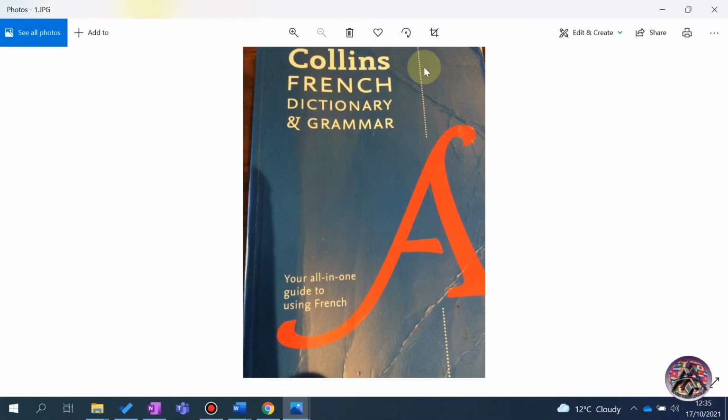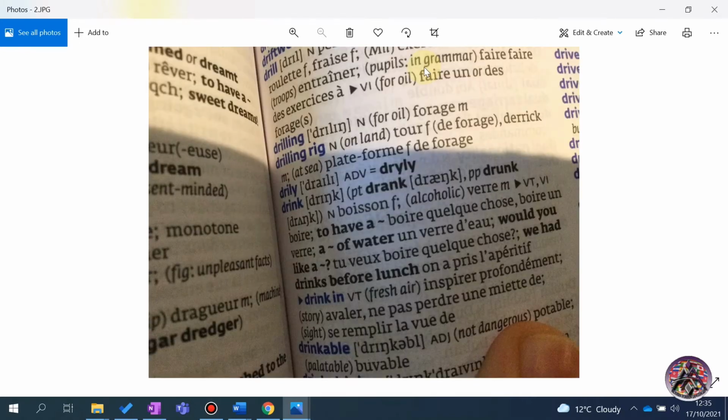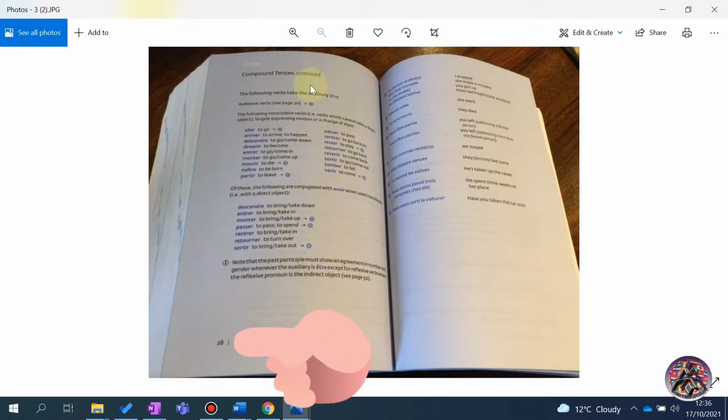So let's dive in. We're going to look into the English section to find your verb, the verb that you want to use in French. Okay, so that's what you do. So for instance, here to drink, you've got VT, verb transitive, and it tells you boire. So the first thing I do is go to page 28. 28 is all the verbs that use the auxiliary être.